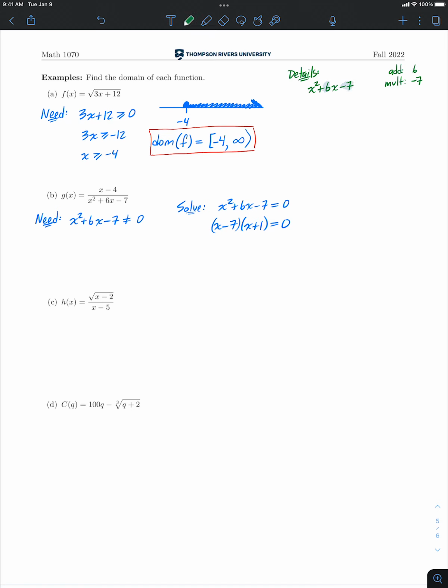So what are two numbers that add to positive 6 and multiply to negative 7? The only two options are, pardon me, positive 7 and negative 1. You can check that positive 7 and negative 1 multiply to negative 7 and add to positive 6. So then you can use that to decompose this middle term as x squared plus 7x minus x minus 7.